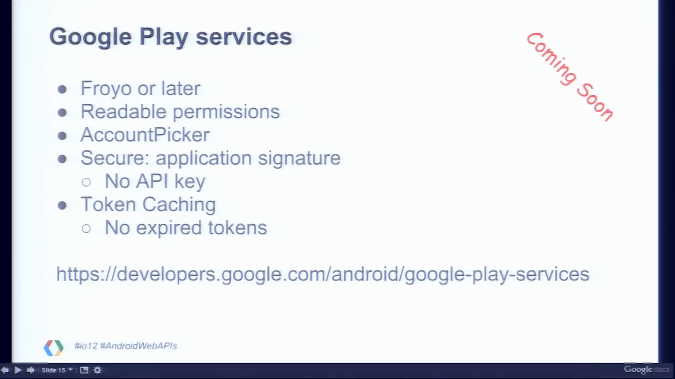You get Account Picker. And the nice thing about it is it's more secure. It actually uses the signature, the way that you signed your application. It is able to use that signature with the Google authorization server. So you never have to specify an API key, which is really easy to steal. And you can be sure that your application is the only one that's going to be able to have access to that data. It also does token caching.